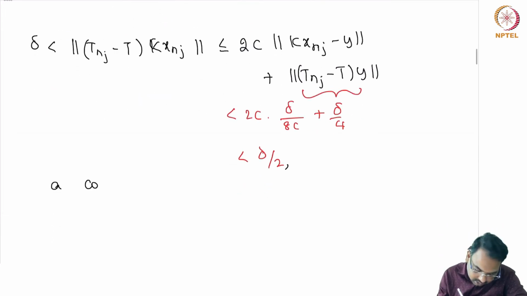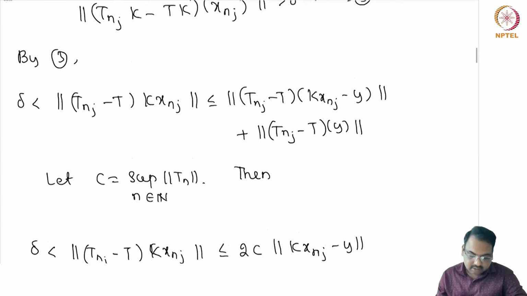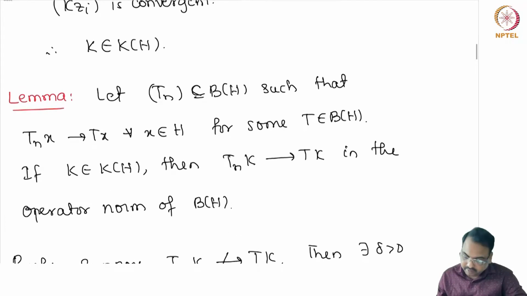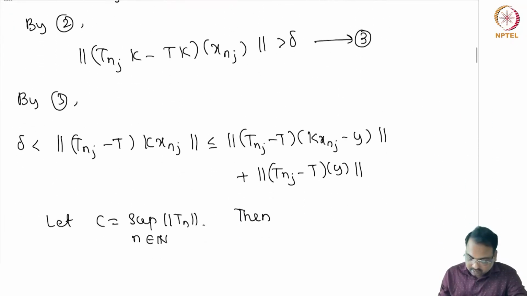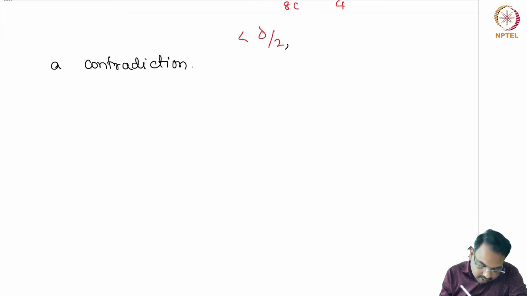This is a contradiction. We got a contradiction because we assumed that TnK does not converge to TK in the operator norm. So hence we can conclude that TnK converges to TK in the operator norm. So this result has a nice application. You can write it as a corollary.